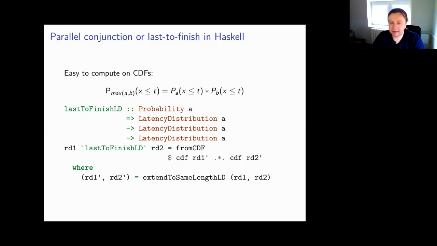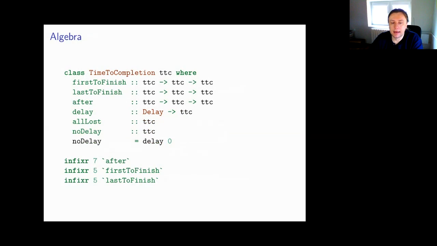What is nice about it is that we can also compute this easily in Haskell using the fromCDF and CDF functions that we defined before. We basically compute the convolution, but on CDFs, right? We just need to extend the series first so that there are zeros appended so that they are both the same length. And a similar implementation is also feasible for first to finish.